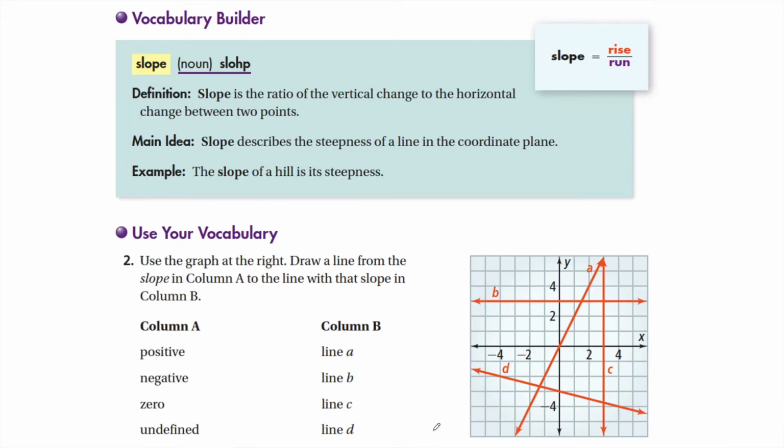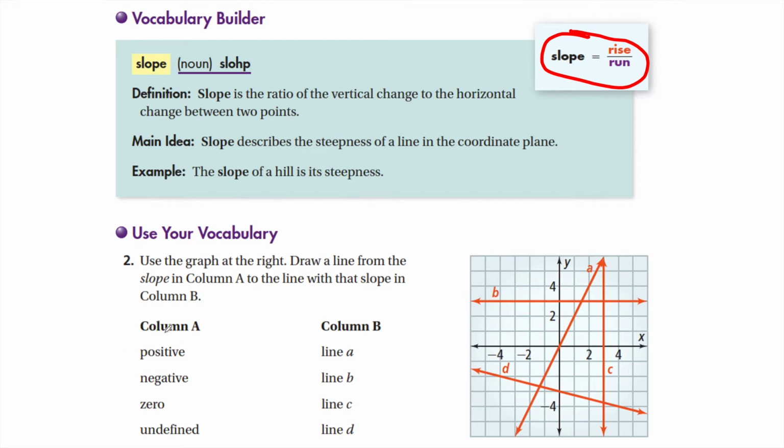Let's start talking about what slope represents. Slope is the ratio of the vertical change to the horizontal change between 2 points. Slope also describes the steepness of a line in the coordinate plane. The slope of a hill is its steepness. But everybody always remembers slope as slope equals rise over run, which is what they have highlighted in the top right corner. So knowing rise over run, we must use the graph at the right to draw a line from the slope in column A to the line with that slope in column B.